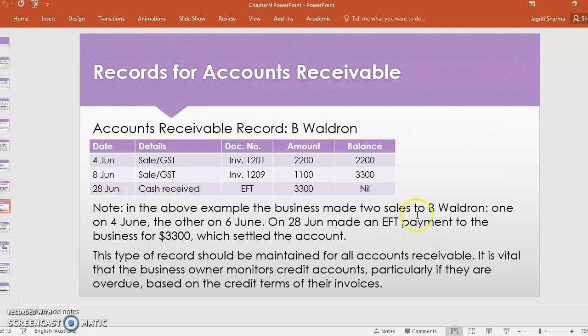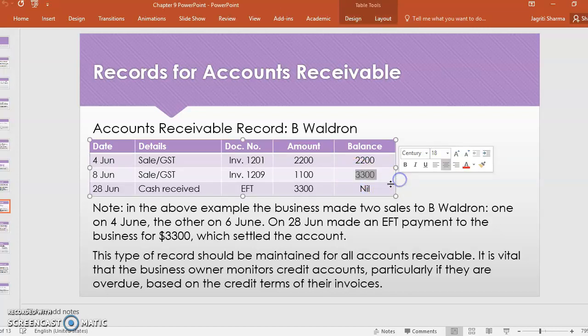Now this is the record for accounts receivable. So for example, this is B Waldron account. On 4th June they had a sale, invoice number this, amount this, and balance total this. On 8th June there was a sale again, invoice number this, amount this, and this is the running balance. So $2,200 plus $1,100 is $3,300 here. If you keep looking at the balance here, it's the running balance.